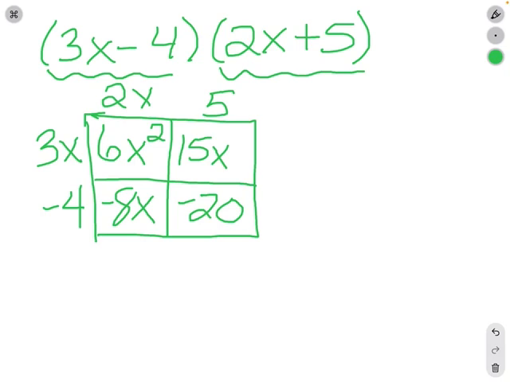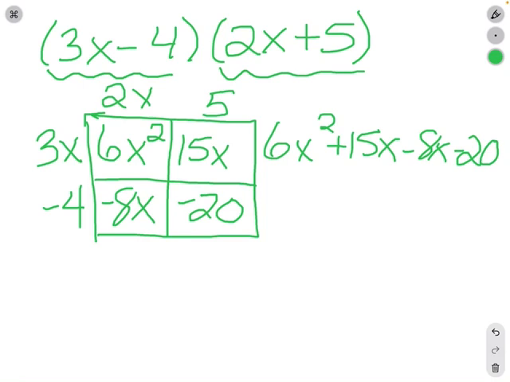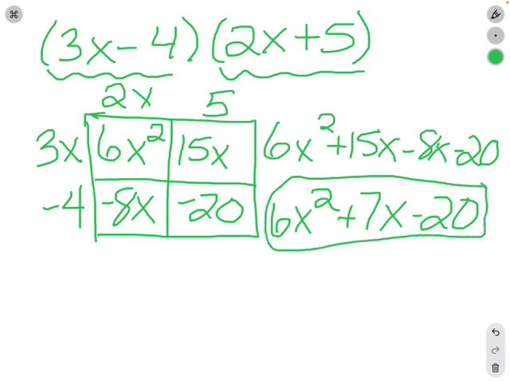So then I'm going to write all those things in a row out here: 6x squared plus 15x minus 8x minus 20. And then I'm going to pretend that each different thing has its own kind of elevator it can go on. So x squareds go on their own elevator, so I just have 6 of those. On the x elevator, I go up 15 and down 8, so that's up 7. And then on the number elevator, I just go down 20. And that's my answer. That's it. Easy peasy. You got this.